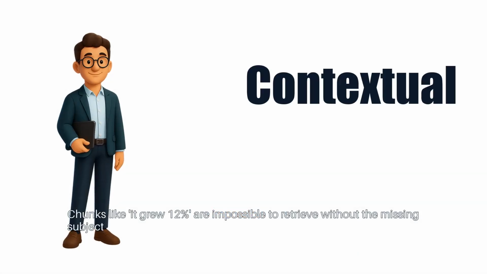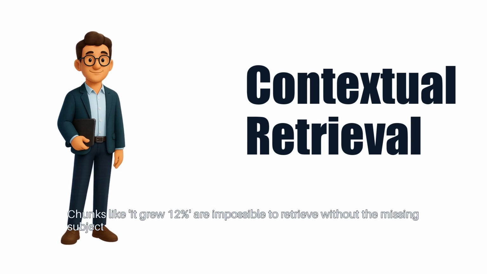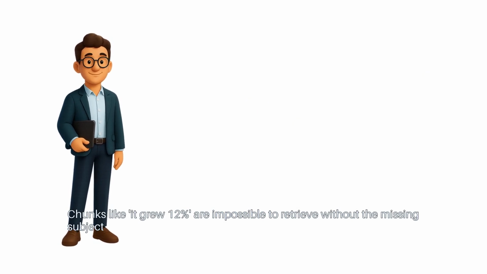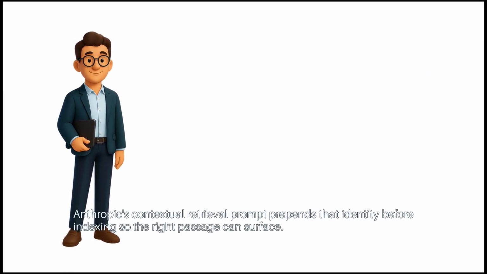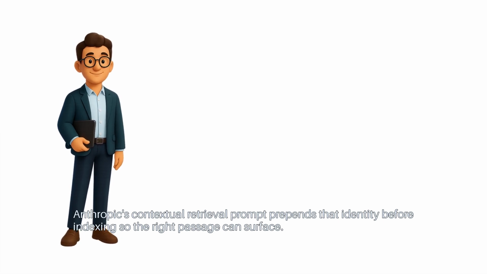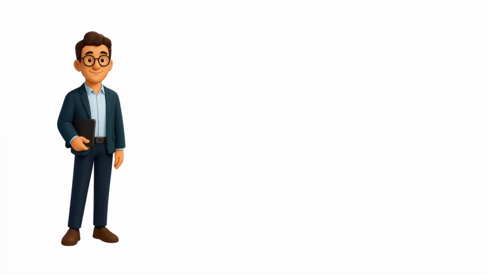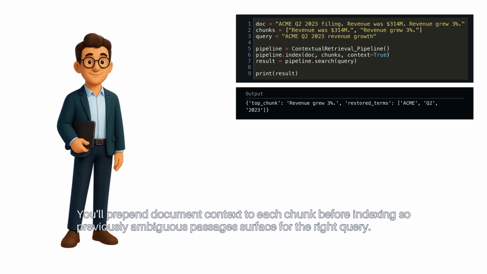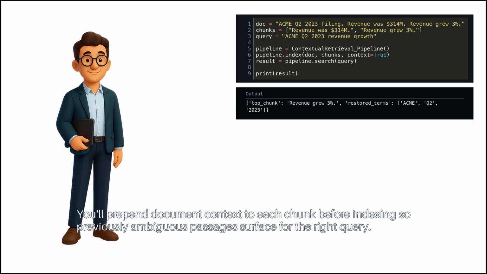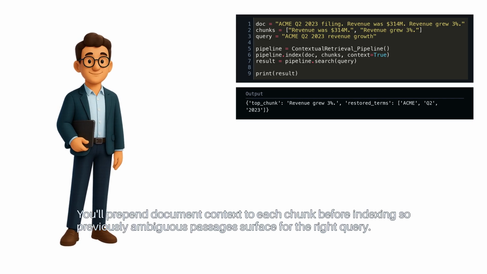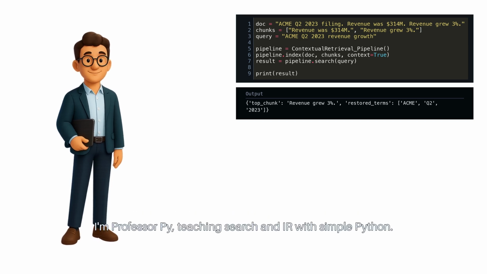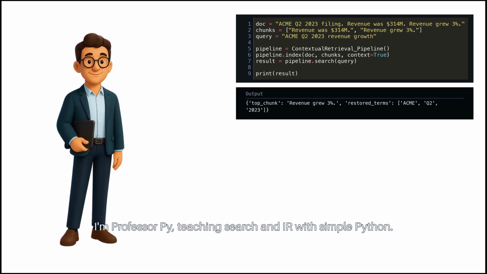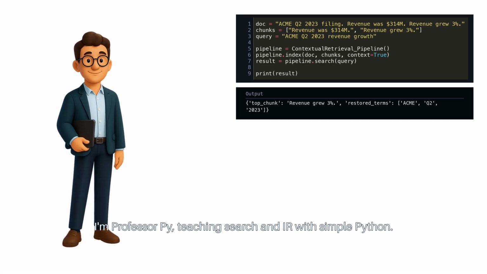Chunks like "it grew 12%" are impossible to retrieve without the missing subject. Anthropic's contextual retrieval prompt prepends that identity before indexing so the right passage can surface. You'll prepend document context to each chunk before indexing so previously ambiguous passages surface for the right query. I'm Professor Pi, teaching search and IR with simple Python.